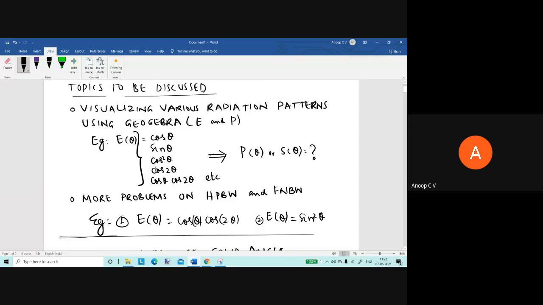Now we'll visualize. In the last class we solved an example where E of theta is equal to cos square theta. We'll see how this cos square theta looks in 3D, and if you take a cross section of that, that is what we'll be dealing with as the principal plane pattern. If E of theta is cos square theta, the corresponding power pattern will be the square of that, cos 4 theta. So we'll try to visualize that.